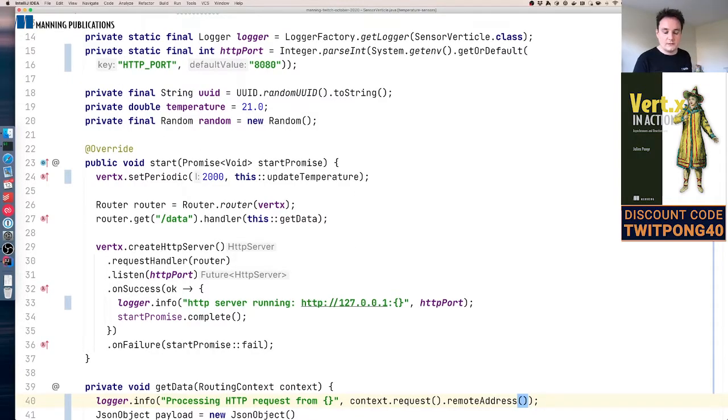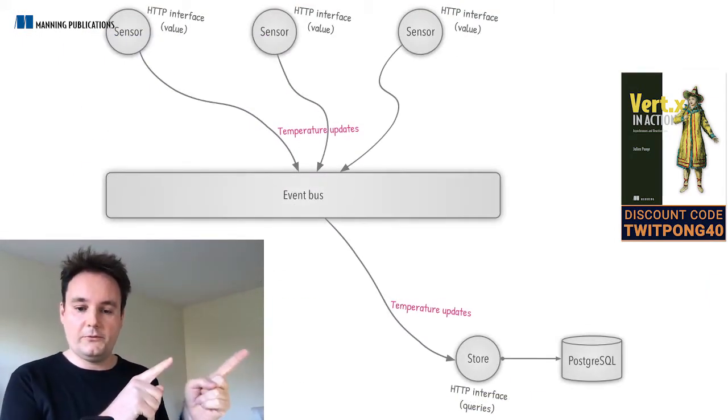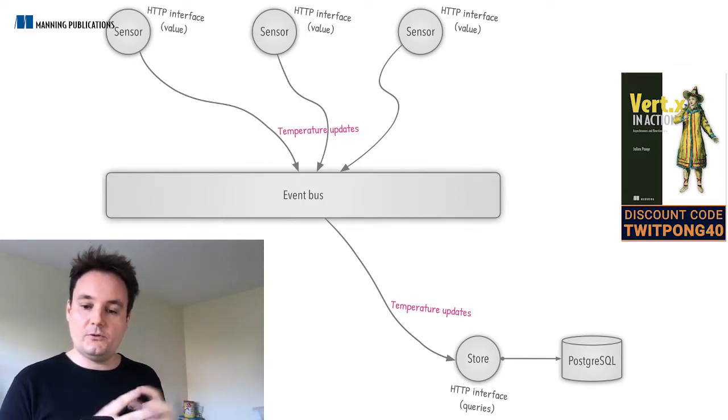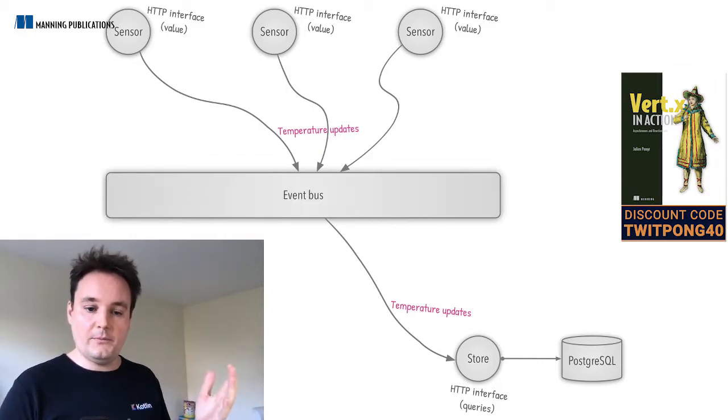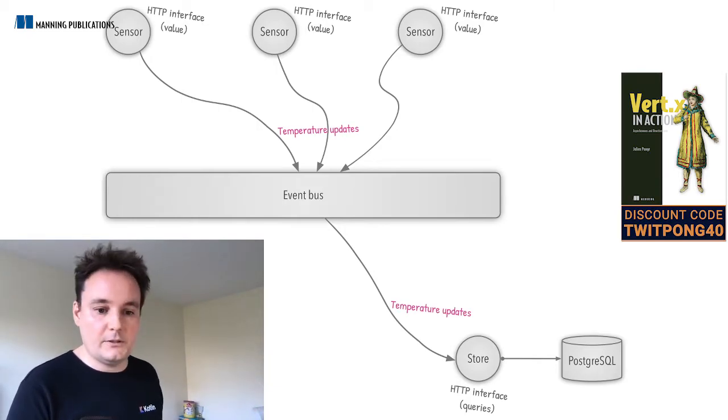That's how you can do a very simple microservice. The next step will be to have a store. So we want some service to be able to receive all the updates. This means that my sensor service needs to publish the temperature updates to something called the Eventbus. Let me show you how to do this.